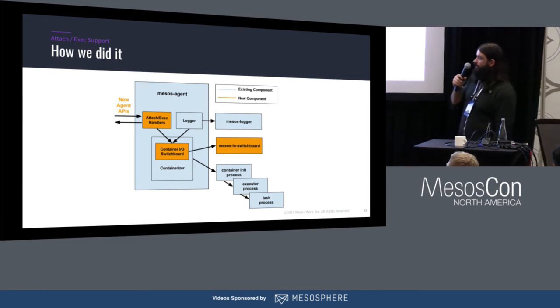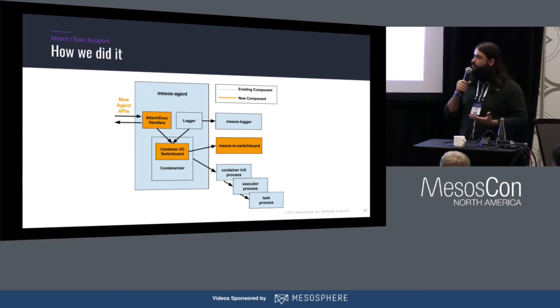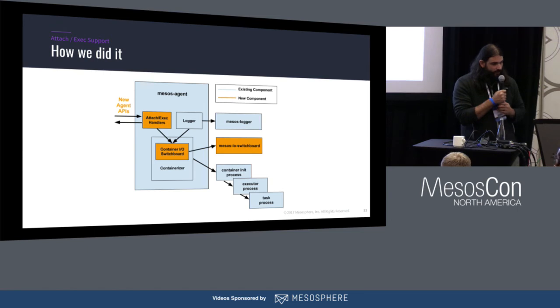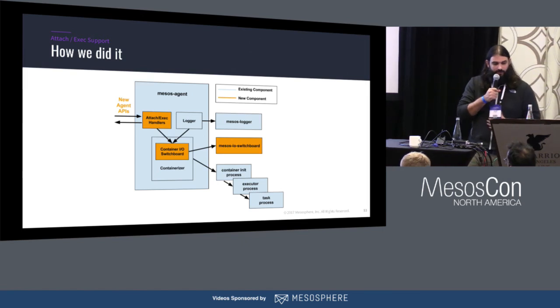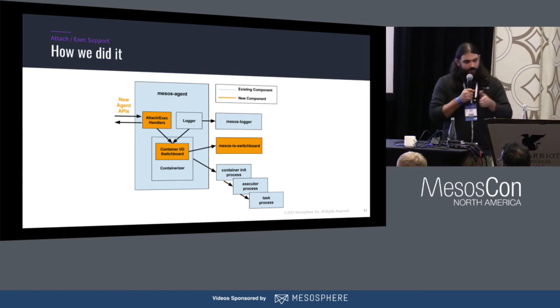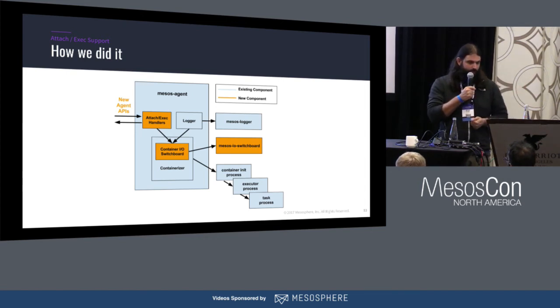So this is kind of the architecture of what we did. The boxes in blue are pieces that existed prior to this work, and the orange ones are the things that we added. If I start on the left here, the main thing we did is we added some new agent APIs, and I'll get into the details of what those APIs are in a second. But the idea is that there are just some APIs that you can attach directly to an agent to stream input and output out of a container, right?